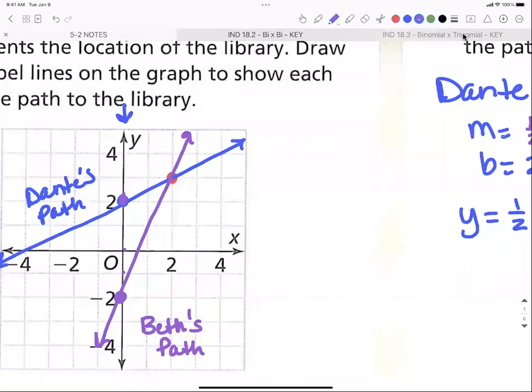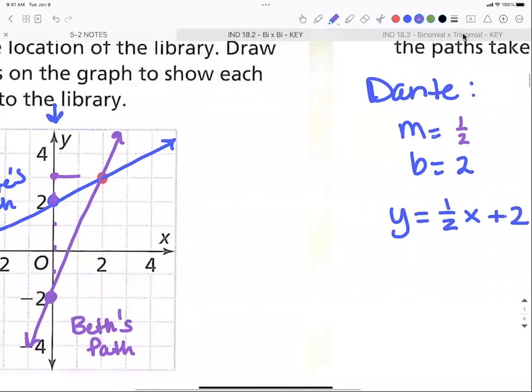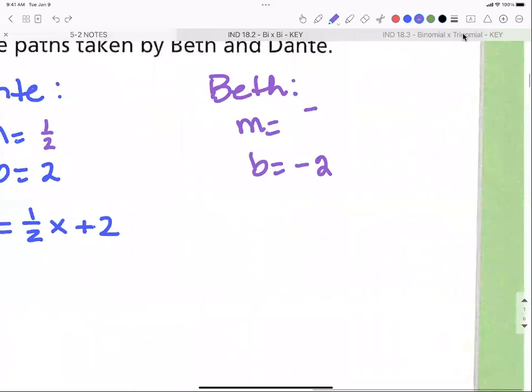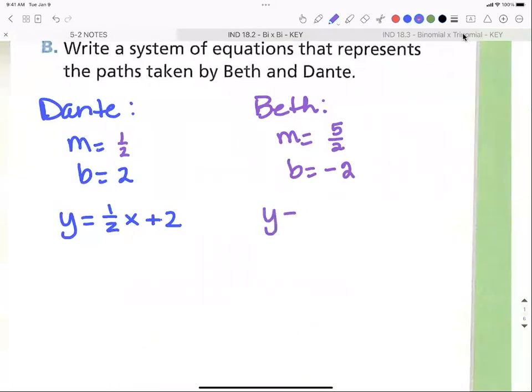You got to go up 1, 2, 3, 4, 5. There you go. 5 over 2. Remember to always do whatever you got to do to create that little half box between 2 good points. So you rise and run, make a little half box out of 2 good points, and then count how much you rose and how much you ran. So for Beth, we rose 5 and we ran 2 to get our slope. So for Beth's equation, it's y equals 5 over 2. That's our M. And then you put the X, and then her B was -2. So I'm going to put -2. And we just wrote a system of equations that represents the paths.